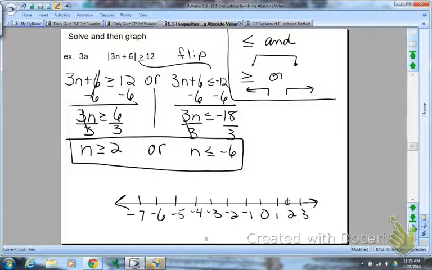Closed circle at 2, and n is greater than or equal to 2, so it goes to the right. And n is less than or equal to negative 6, closed circle at negative 6, and it goes to the left. So the "ors" are always going to be going in opposite directions, and that's always the case for the absolute value.